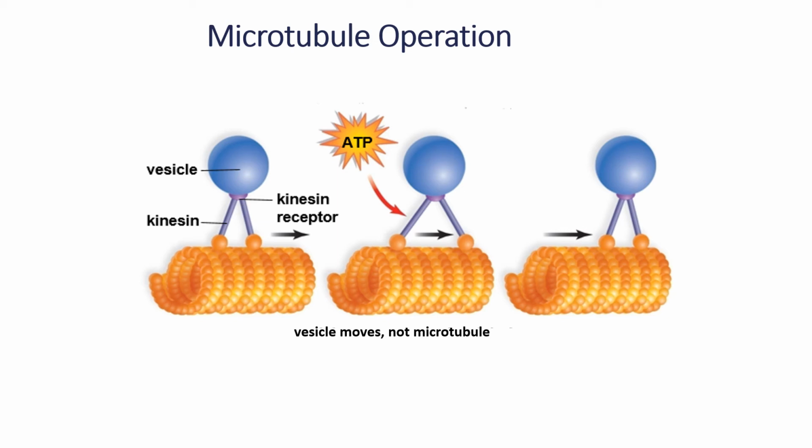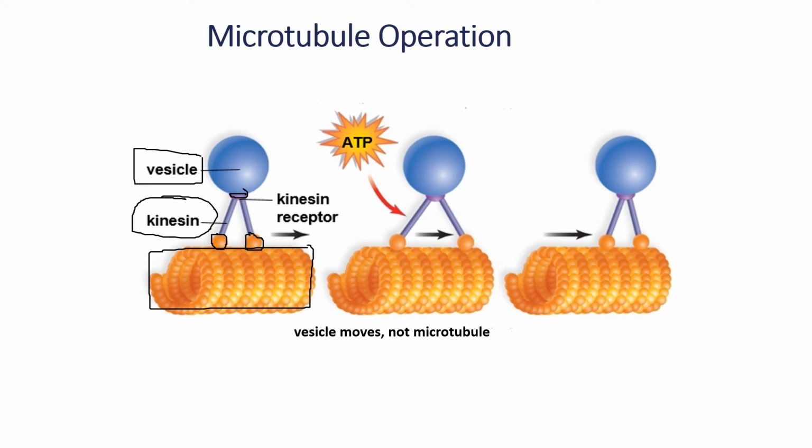When we look at intracellular transport, you need a couple things. You need a motor protein like kinesin, and you need microtubules. These motor proteins have feet that attach to the microtubule. And they have a receptor that will attach to the cargo, typically a vesicle. But you can have other cargo like mitochondria and stuff like that.